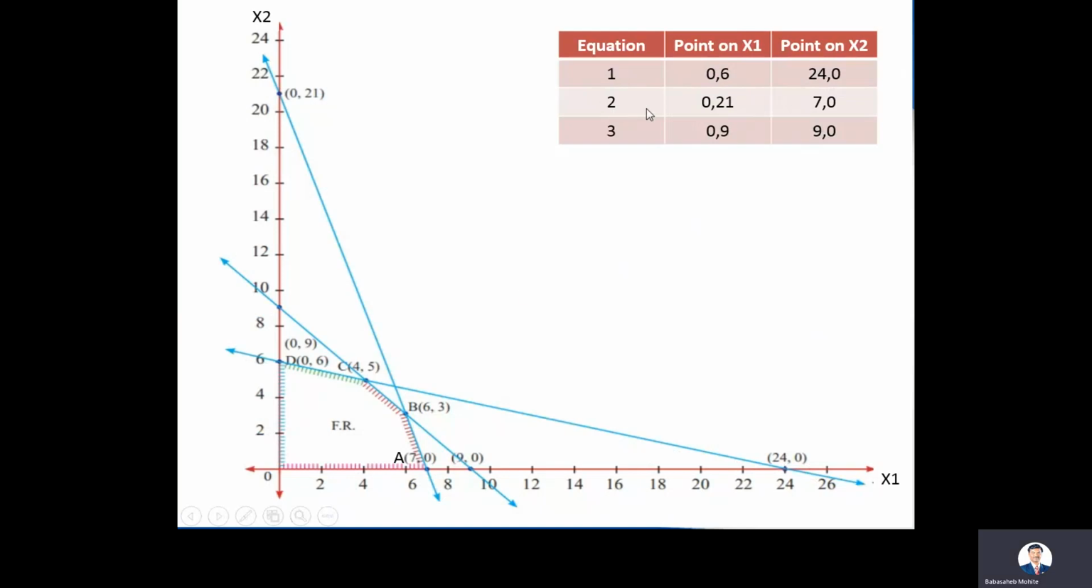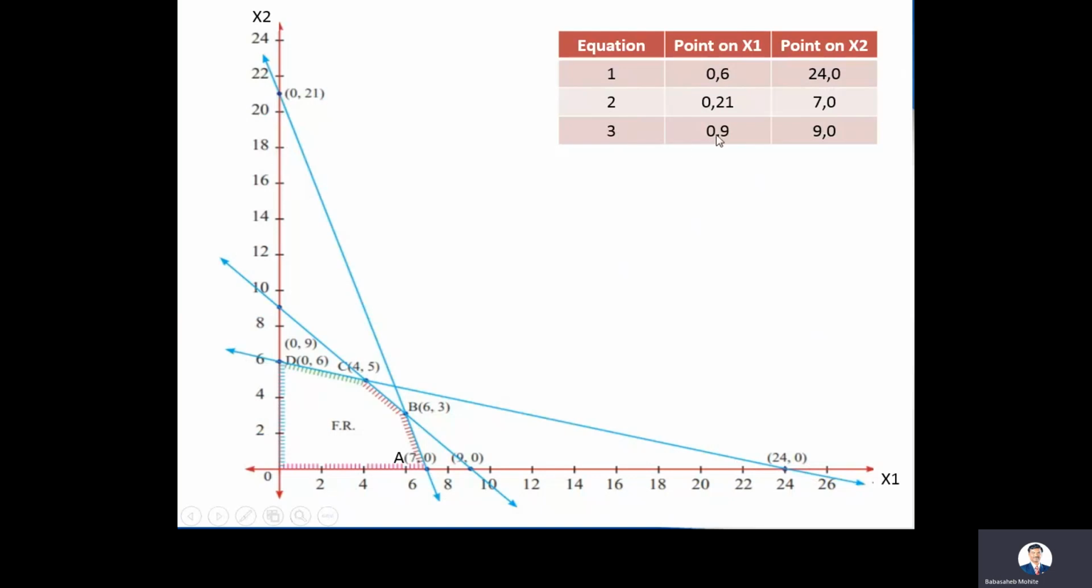The second line will be drawn from equation number 2. So 0, 21. That point I have identified over here. And the second point is 7, 0. We have to check on the x-axis and y-axis, where y is 0, so we point out that value on the x-axis. This is 7, 0 and 0, 21. I have to connect these points with the help of a line. This is my second equation or second line.